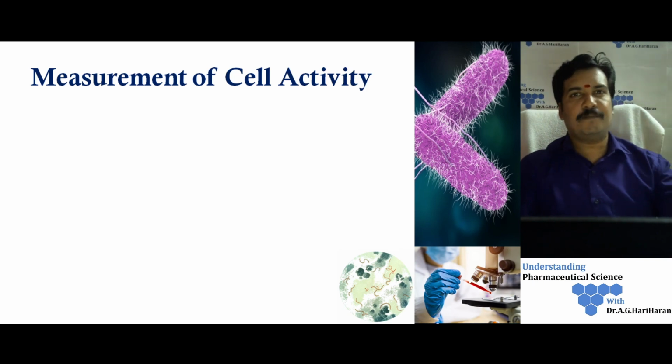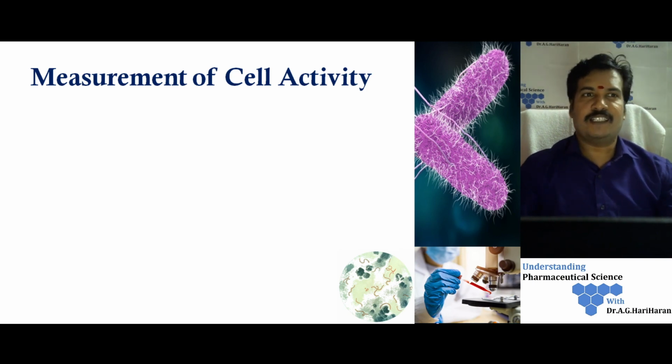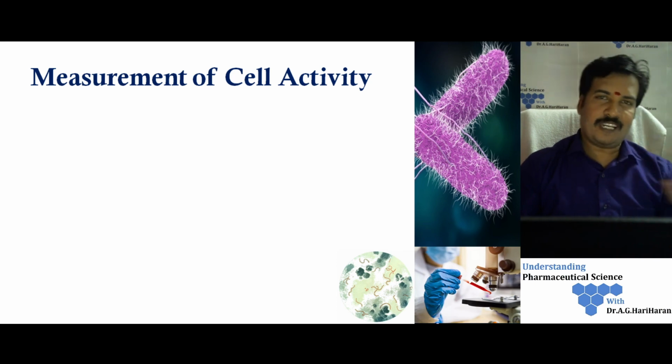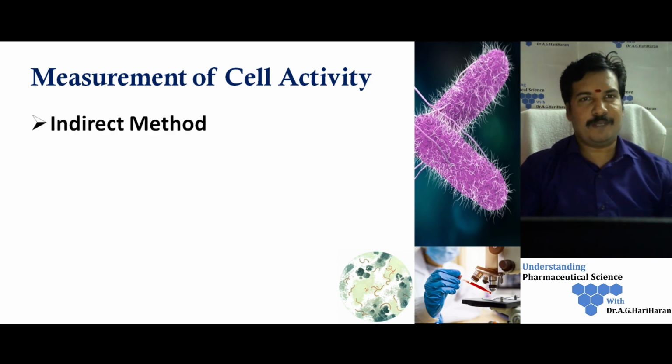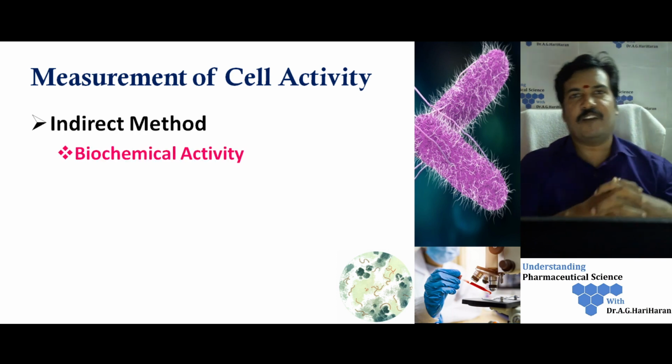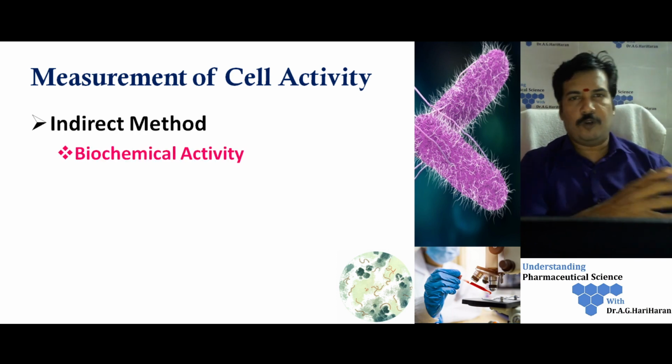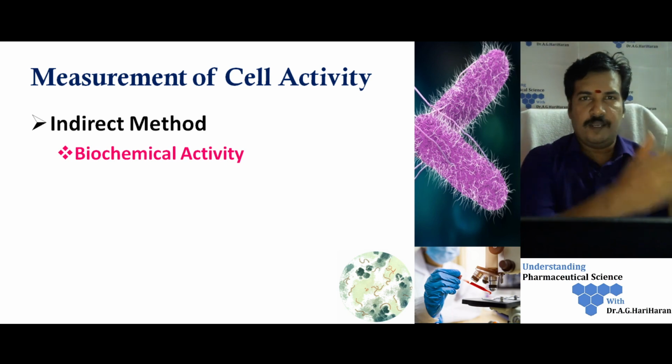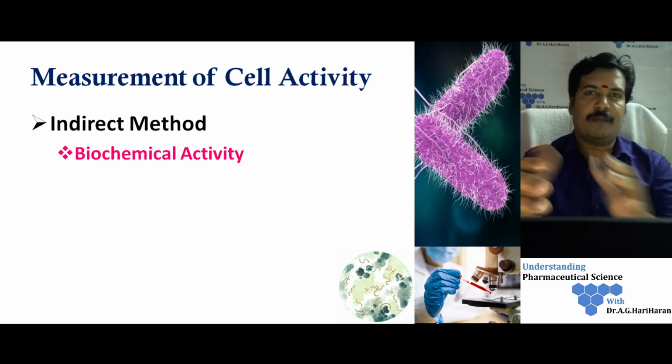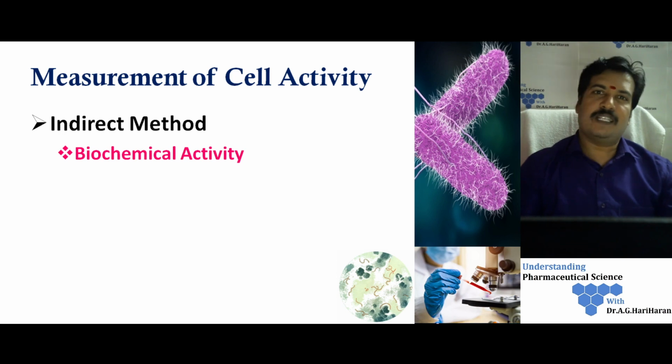And the third major method of counting the cells is based on the measurement by cell activity. No direct method is available. An indirect method of measuring cell activity is to measure the biochemical activity of the cell. If the cell grows, it consumes certain nutrients. Based on the consumption, that is the biochemical activity, we can measure the number of cells present in that particular sample.